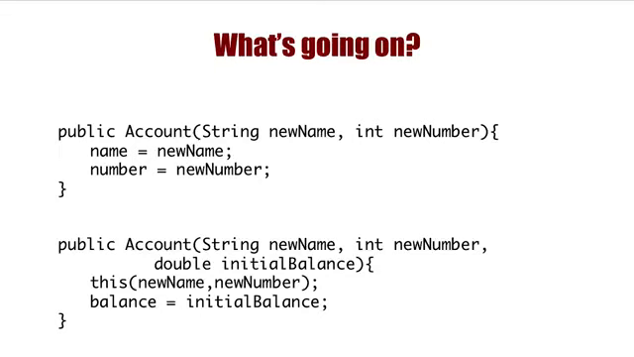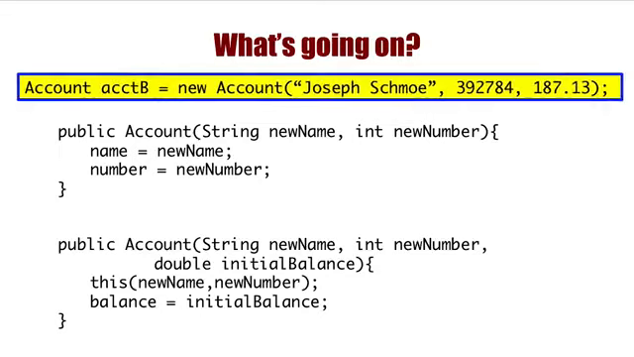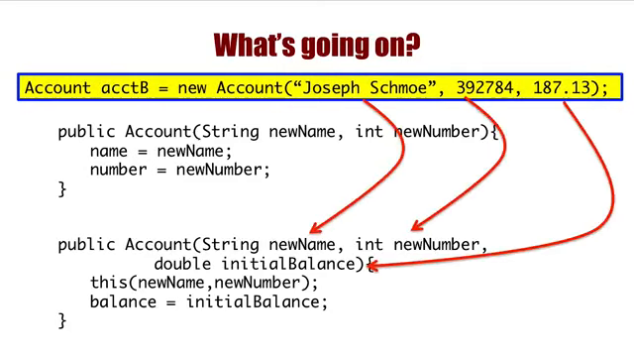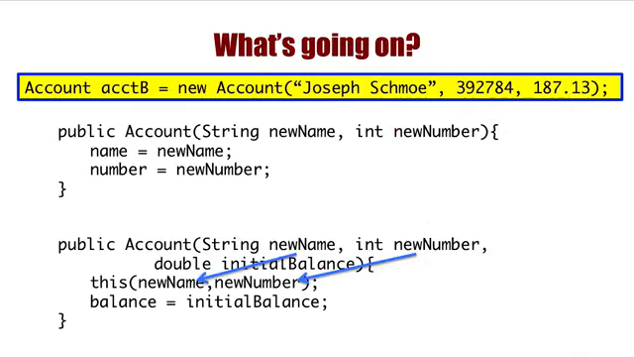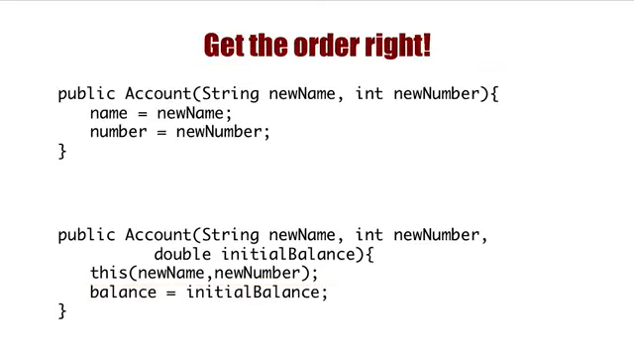Let's take a closer look at what's going on here. The client makes a call to the desired constructor. In this case, the constructor that will initialize all three fields. The data from the parameter list is passed to that constructor. The name and number data is then passed to another constructor, which will create the object and set the two fields. Then, the originally called constructor continues by initializing the balance.